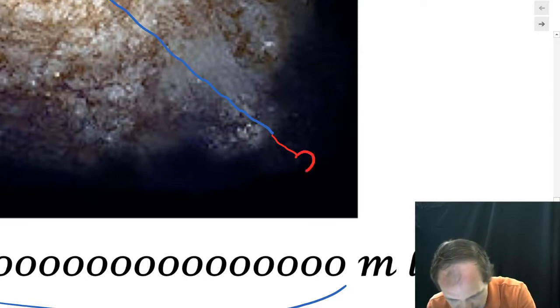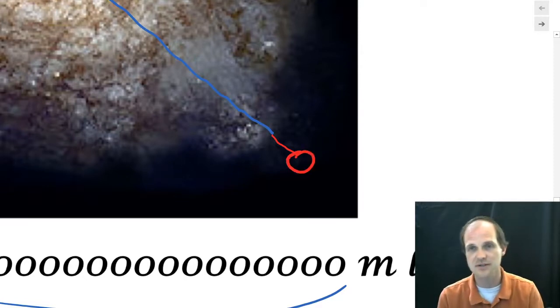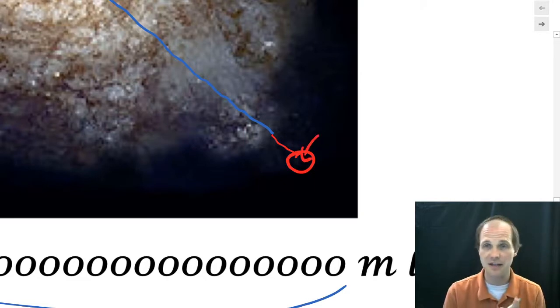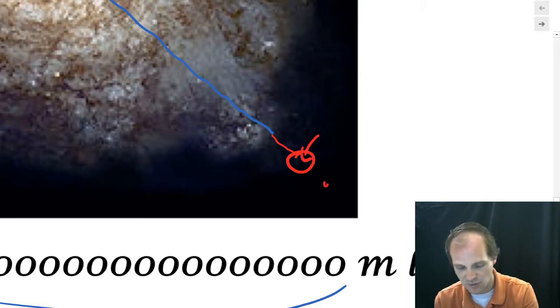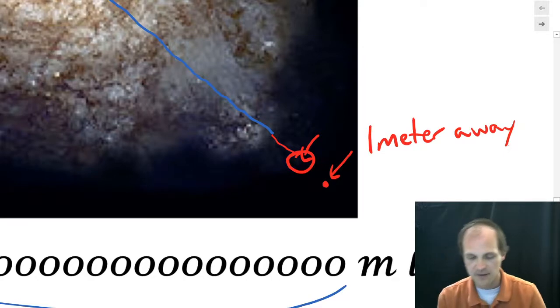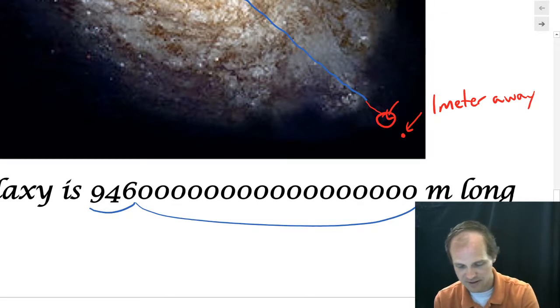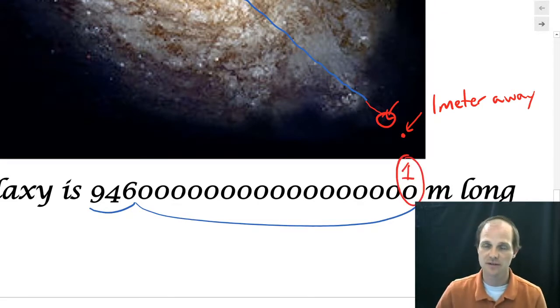Now, I'm going to take this last piece of dust, right? I went 946,000,019, 10 to the 19th. And there's a piece of dust over here that marks the end of the galaxy. I'm going to take that dust and move it over here. And I moved it 1 meter away. So here's the question. I made the galaxy longer. That's pretty cool. I just walked to the end of the galaxy. When I write that, am I now going to write this with 946,000, and am I going to put a 1 here because I just made the galaxy 1 meter longer?